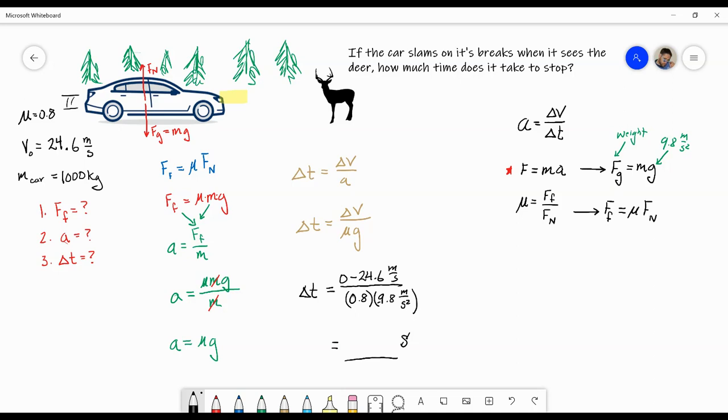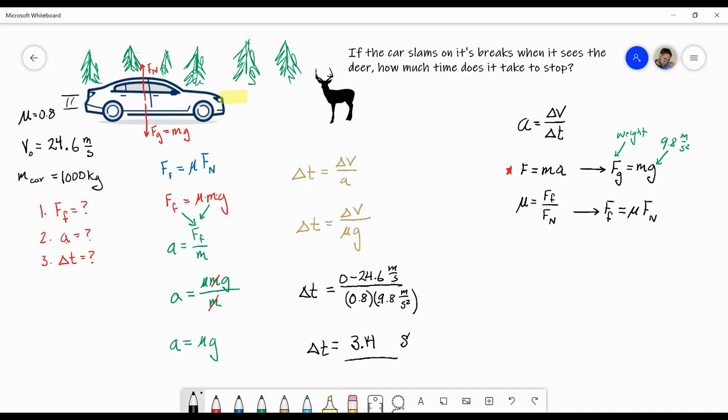So let's go ahead and do that. I've got 24.6, and I'm going to divide that by 0.8 times 9.8. And of course, those negatives are going to cancel. And what I walk away with is an amount of time of 3.14 seconds. Is that a lot of time?